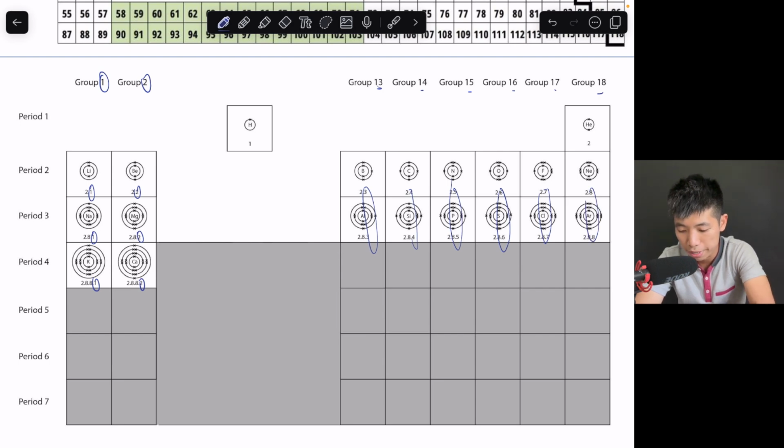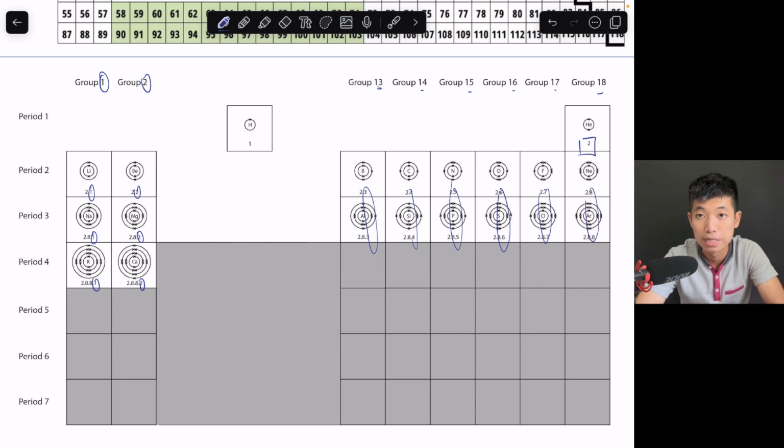Take note, for group 18, the exception would be helium, where the first shell can have only a maximum of 2 electrons. Next, look at the number of numbers in the electronic configuration. If there are 4 numbers, it will mean that it is in period number 4. So it's quite easy to do electronic configurations if you understand how to read the periodic table.